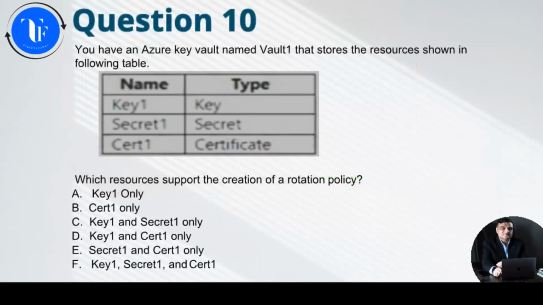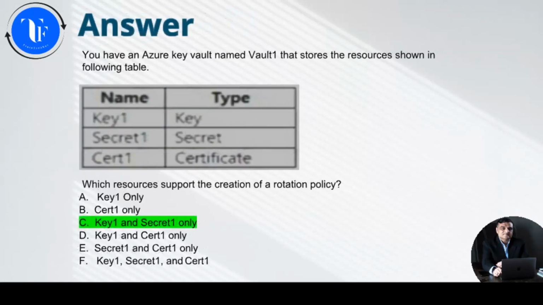Question 10. You have an Azure Key Vault named Vault1 that stores the resources shown in the table. Which resources support the creation of a rotation policy? Key1 only, Cert1 only, Key1 and Secret1 only, Key1 and Cert1 only, Secret1 and Cert1 only, Key1, Secret1 and Cert1. Answer is Key1 and Secret1 only.